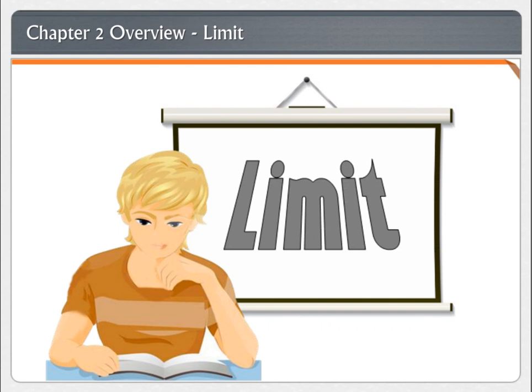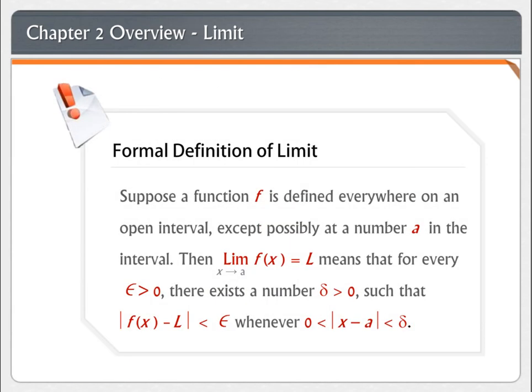Now, we've been talking about limits and the geometric interpretation of that, and we presented it in an informal way. But if we really wanted to prove or show that the limit exists, we need to give a formal definition for the limit. The definition says, suppose a function f is defined everywhere on an open interval except possibly at a number a in the interval.